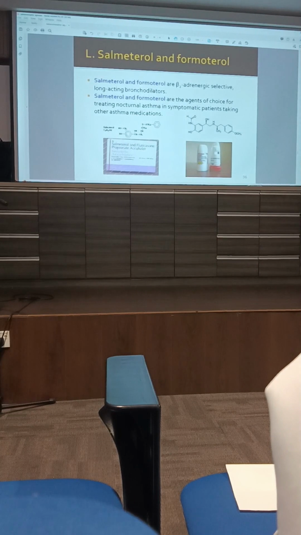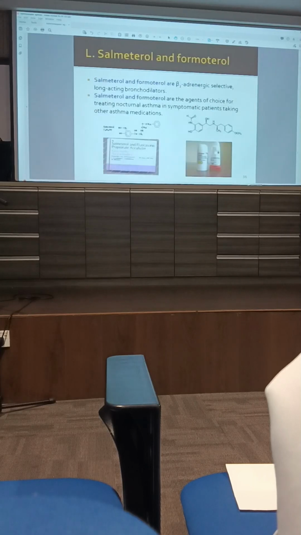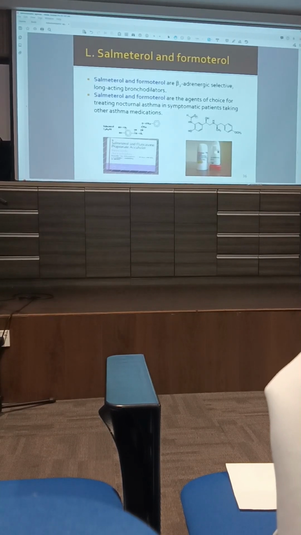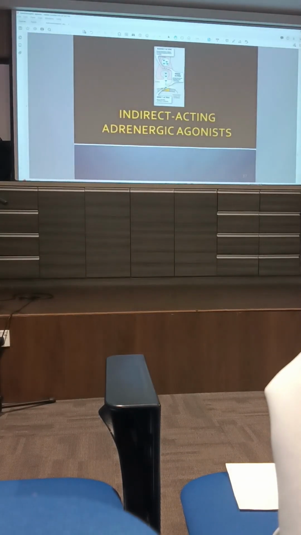So salmeterol and formoterol, beta-2 adrenergic selective, long-acting. So you can see this is short-acting here, and then salmeterol, long-acting. They are agents of choice to treat nocturnal asthma. So that is the asthmatic attack that happens at night in symptomatic patients taking other asthma medications. Because of this nature, long-acting, they are given to patients that suffer at night. Okay, indirect acting.